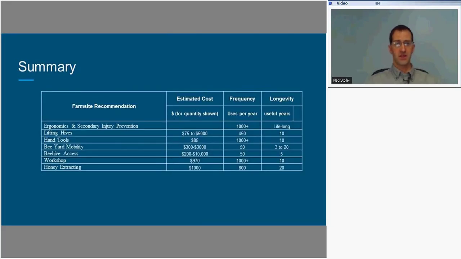This is a summary of the assistive technology. We're going to talk about some ergonomics. We're going to talk about lifting hives, assistive technology, hand tools, bee yard mobility. That's getting around in the bee yard once you get there. Beehive Access is longer distance mobility to get to the bee yard in the first place. And then the workshop and the honey room, extracting the honey from the hives, from the comb.